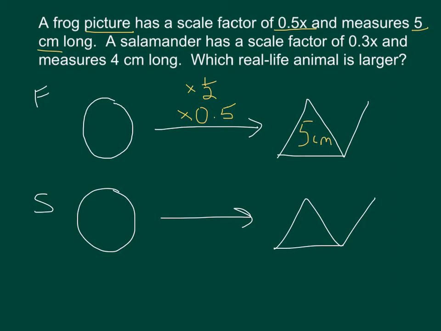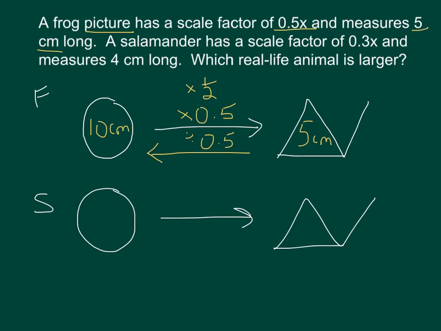Now, I need to figure out how to get from the new back to the old. So all I really need is a reverse arrow string. The opposite of multiplication is division. So I'm going to divide by 0.5. It's very important that you do this in the correct order, because I'm now going from right to left. In my calculator, I'm going to type in 5 divided by 0.5, which is going to give me 10 centimeters. So that means the real life frog in the problem is 10 centimeters long.